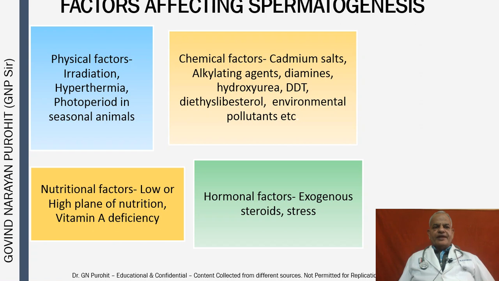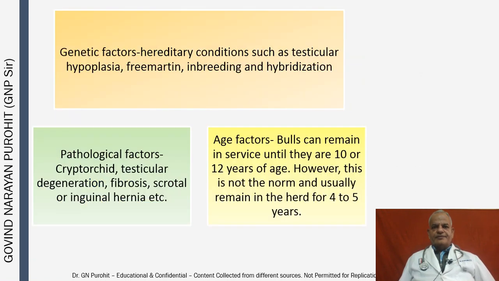The factors affecting spermatogenesis include the physical factors, irradiation, hyperthermia, photoperiod in the seasonal breeding species, and then the chemical factors, cadmium salts, alkylating agents, diamines, hydroxyurea, DDT, diethylstilbestrol, environmental pollutants, etc. They negatively affect the spermatogenesis. The nutritional factors, low or high plane of nutrition, vitamin A deficiency also affect the spermatogenesis. Then exogenous administration of steroids or stress also affect the spermatogenesis. The genetic factors, hereditary conditions such as testicular hypoplasia, freemartin, inbreeding, and hybridization. And pathologic factors such as cryptorchidism, testicular degeneration, fibrosis, scrotal or inguinal hernia.